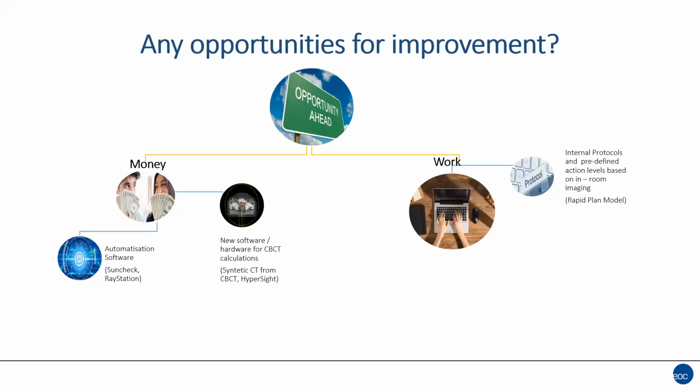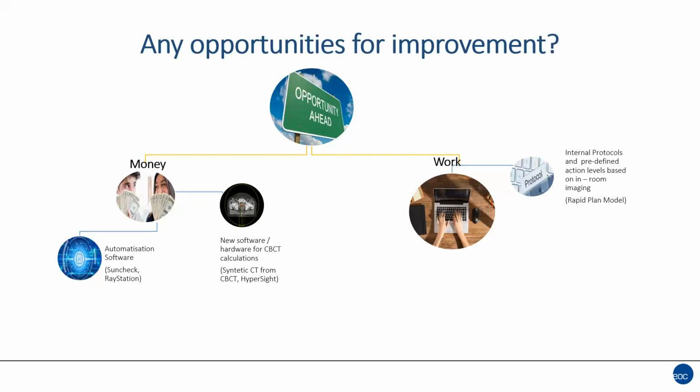So in easy words, you can just say, okay, if we have a situation like this, if we see a change of the volume like this, what do we do, replan or not? And these predefined action levels could answer some simple questions, like what is the limit that we can accept? And we know the coverage, for example, or the dose to the organs will not change significantly.